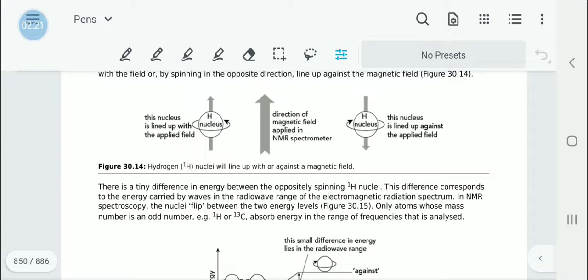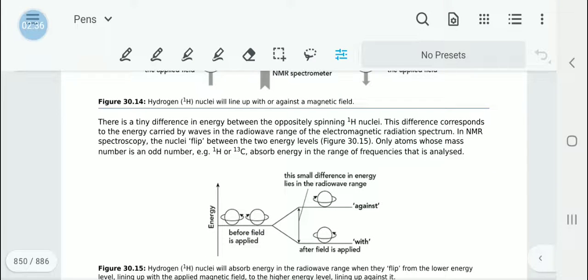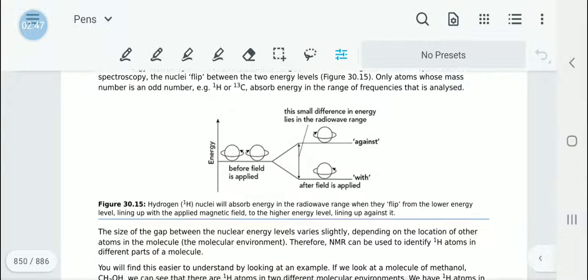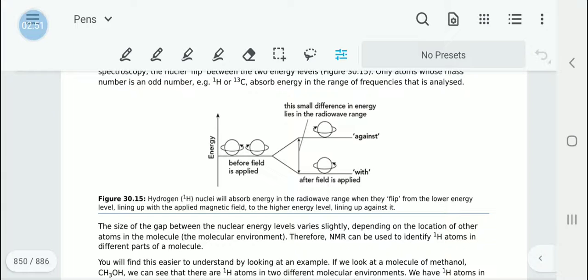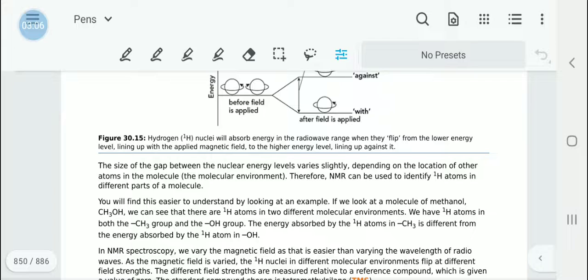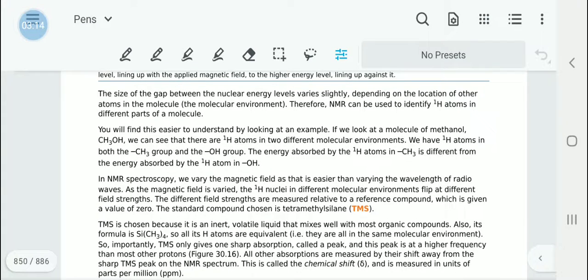In NMR spectroscopy, we say that the nuclei flip between these energy levels by gaining that energy. Another important thing we need to understand is that atoms whose mass number is an odd number, for example hydrogen 1 or carbon 13, would absorb energy in the range of frequencies that is going to be analyzed. This gap between the nuclear energy levels will vary depending on the other atoms in the molecule, or the molecular environment. As a result, we will be able to find out where these H plus atoms are in different parts of a molecule. If we now look at an example, it will be easy for us to understand.